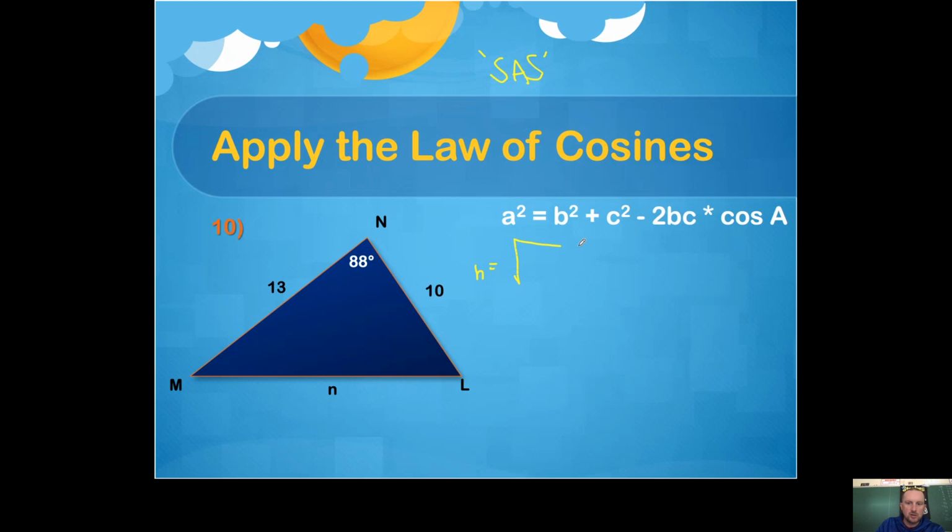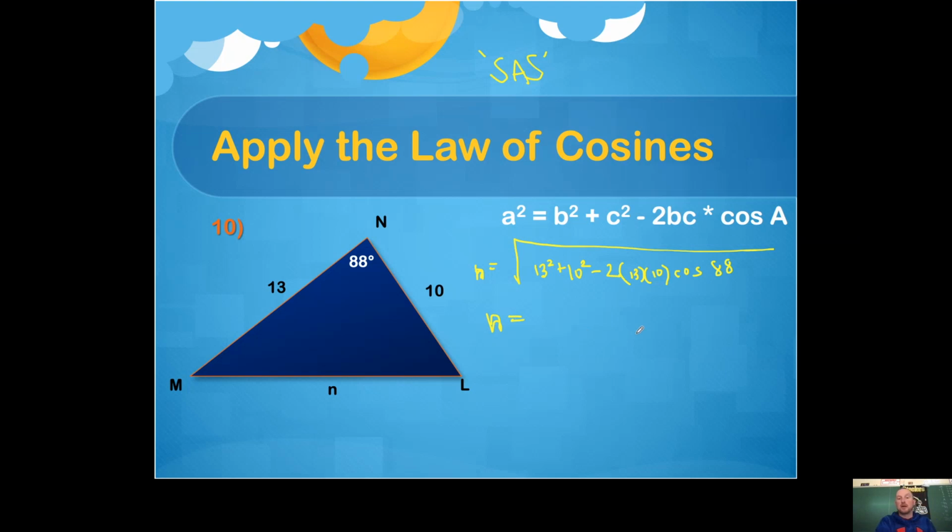So what we're going to do is take the square root of a whole bunch of stuff. This b and this c, those are just the side lengths. So 13 squared and 10 squared. We're going to subtract 2 times the same two numbers, 13 and 10. And we're going to multiply by the cosine of the angle that we have, that 88. That's your lowercase n. I know this looks like an H. I'm trying to make it look like an N. It's hard with this mouse.